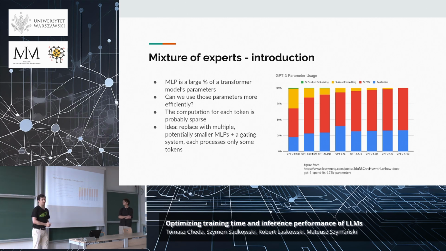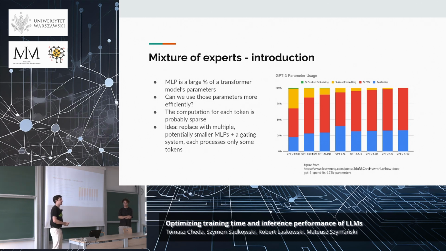We can focus on different parts of the model, but a large percentage of the parameters is dedicated to the MLP layers. On the right here, you can see a graph showing the distribution of the parameters between different layers of models at different sizes. And you can see that for a large GPT-3, the red part is the feed-forward one. The MLP layers take around 70% of the parameters. So if we can optimize the performance of training those, there will be some big gains.